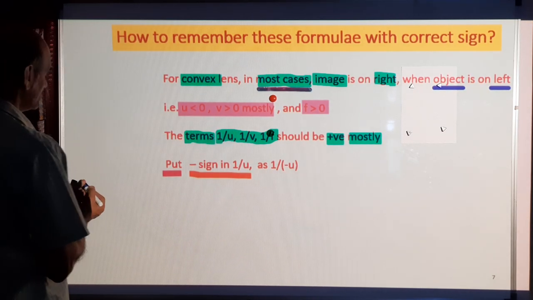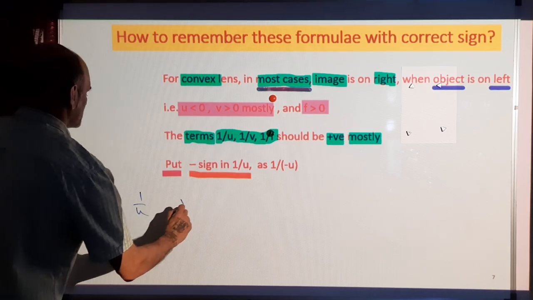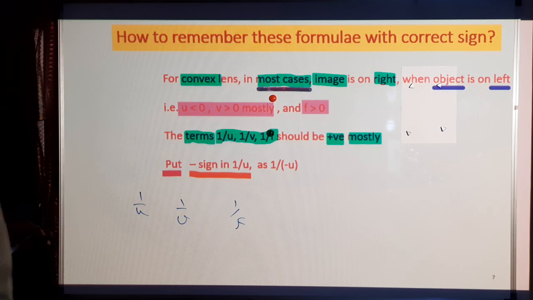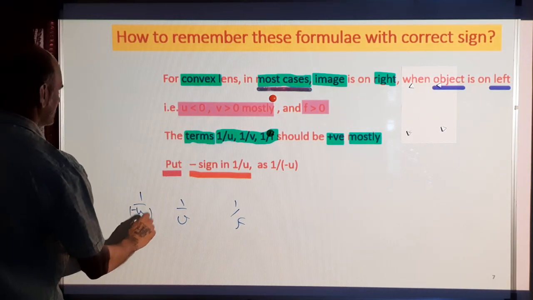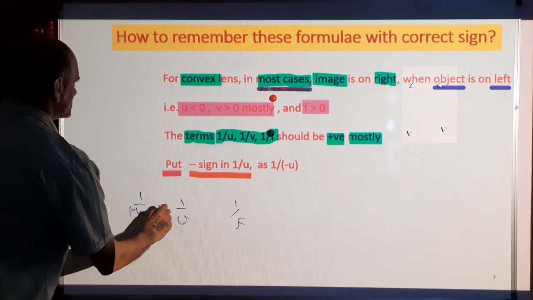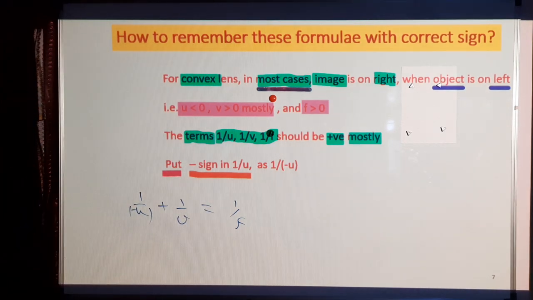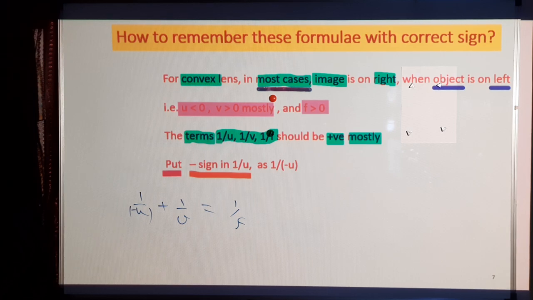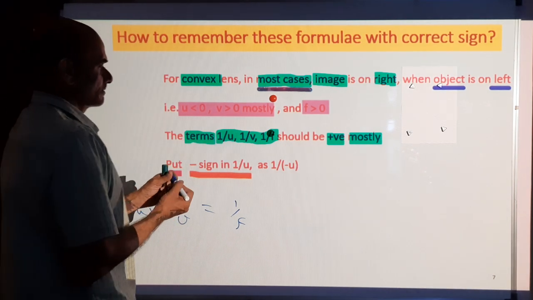So the terms of the lens formula are 1 by u, 1 by v, and 1 by f. All these terms have to be positive for most of the cases. Since u is negative, I put a minus sign here and then add these two to get this one. So this is the lens formula. This way we can remember that the minus sign has to come with u, because these terms 1 by u, 1 by v and 1 by f have to be positive for most of the cases. For most of the cases, v is positive for a lens and focal length is positive, only u is negative. So to make this u term positive, I just put a minus sign.